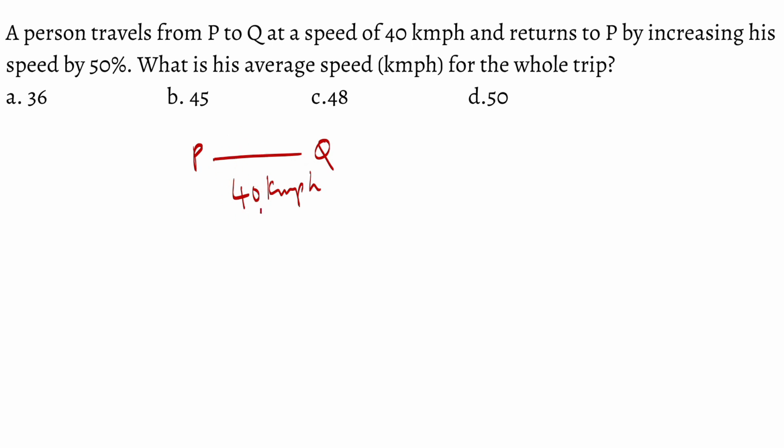He increased his speed by 50%. What does this mean? 40 plus 50% of 40, that is 20. So 60 kmph is the return speed. We are asked to find the average speed. Average speed, we know, is total distance by total time. We don't know the distance, so let it be x. From P to Q it's x, and then from Q to P it's x one more time.